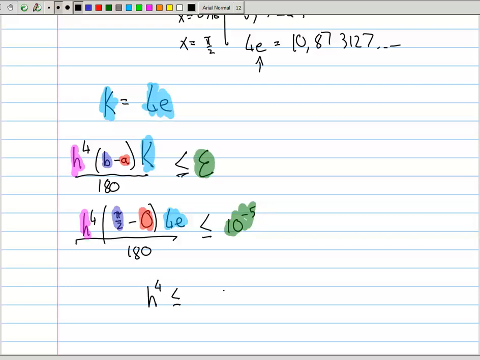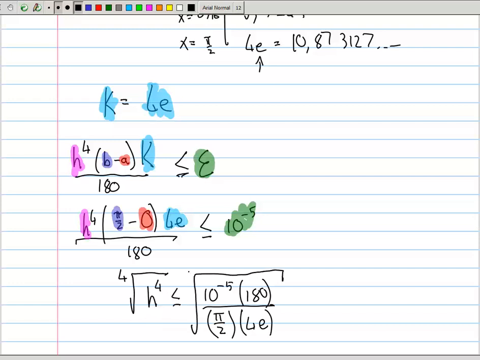It's got to be less than or equal to 10 to the minus 5, multiplied by 180, divided by pi by 2 minus 0, we can just leave it as pi by 2, multiplied by 4e. And if we just take a fourth root on each side, or take both of them to the power of a quarter, we can then state that that is going to land up 0.10132. Approximately that value there.